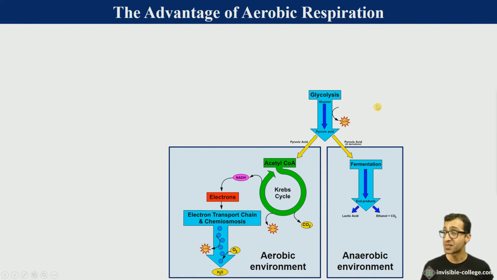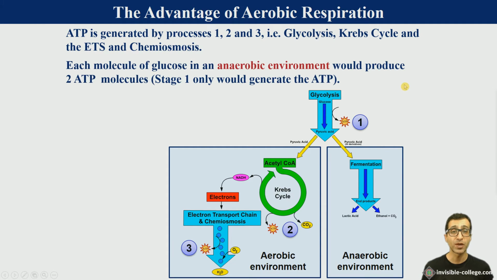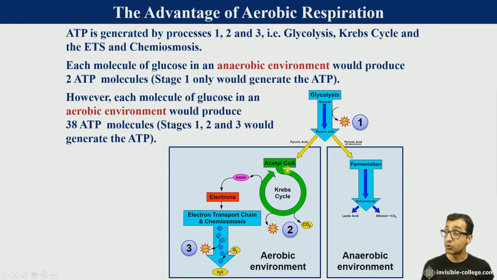So again, the 3 processes that directly produce ATP are labelled here. And each molecule of glucose in an anaerobic environment would only produce 2 ATP molecules. So in other words, stage 1 only, because you require aerobic respiration for the direct production of ATP at any other stages here. However, if you do have oxygen available in sufficient quantity, the organism can continue to respire and would produce 38 ATP molecules using stages 1, 2 and 3, involving both direct production of ATP and also production of ATP by the electron transport chain and chemiosmosis.